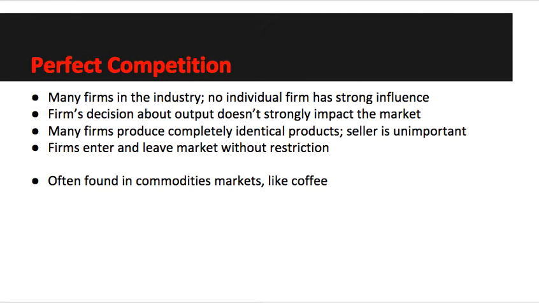Again, we spent all of our time with perfect competition thus far in microeconomics. In perfect competition, there are many firms. No single firm has any strong influence. Firms can enter and leave the marketplace. The products are nearly indistinguishable. Here I use an example like coffee.